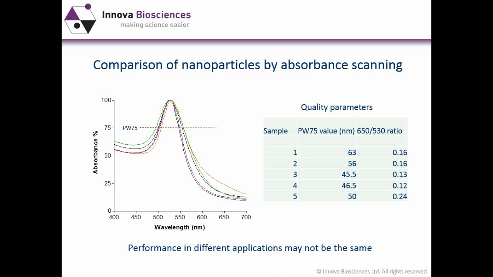In this particular case, the narrowest peak width we have is 45.5, and most of the samples are below 0.2. With a really good batch of particles, you might be getting around 0.1 for the 655-30 ratio. Now, for different applications, you may need different shapes. So this is not a question of good and bad necessarily. Different types of nanoparticles with different shapes might work in different applications. I'll come on to that more later in the presentation.